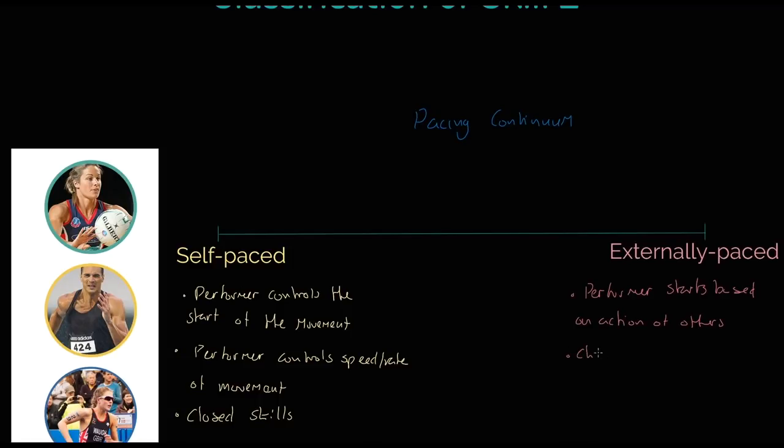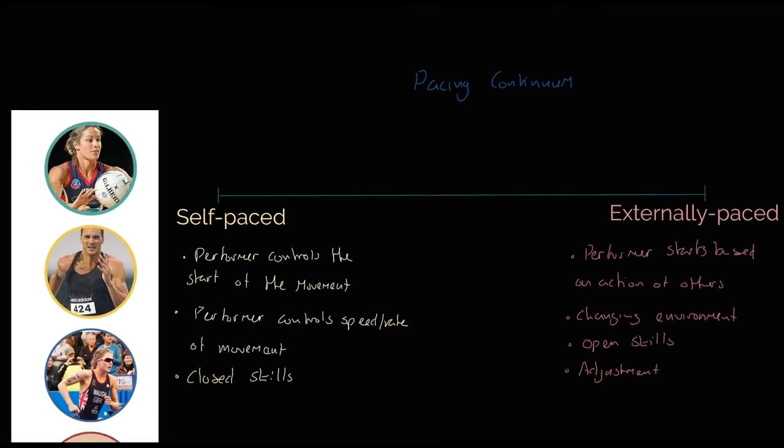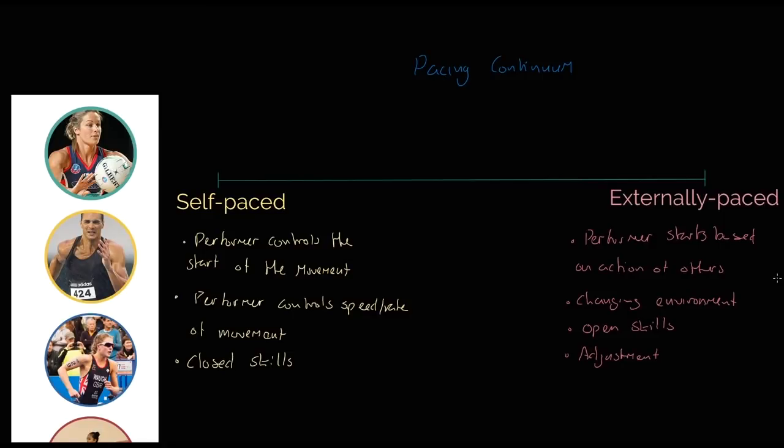With externally paced skills, we're talking about a changing environment. It's a changing environment, and broadly speaking, we are talking about open skills. There are exceptions. Broadly speaking, we're talking about open skills. Of course, we are again talking about adjustment. So those of you that do study schema theory can adopt that within this particular understanding. And certainly, I think you Edexcel guys who look at schema theory, and you look at the idea of the two forms of closed loop control, that's a great example of how an externally paced skill would be controlled.